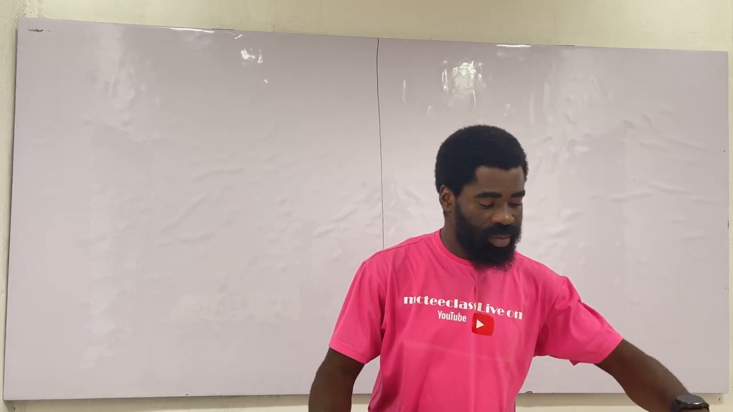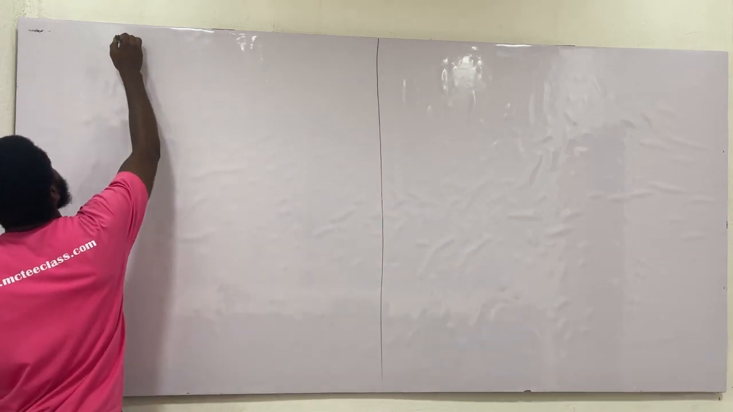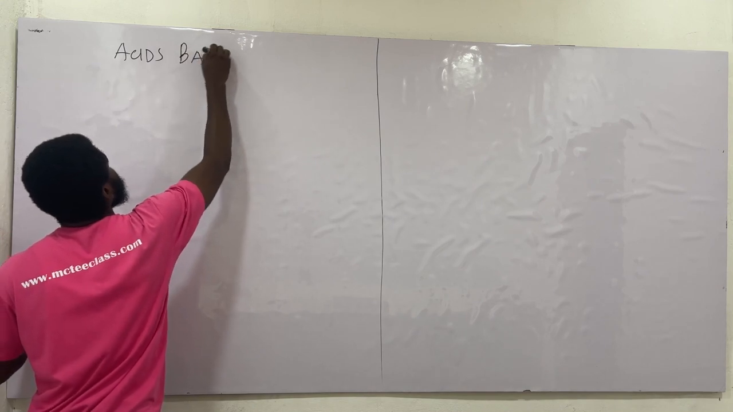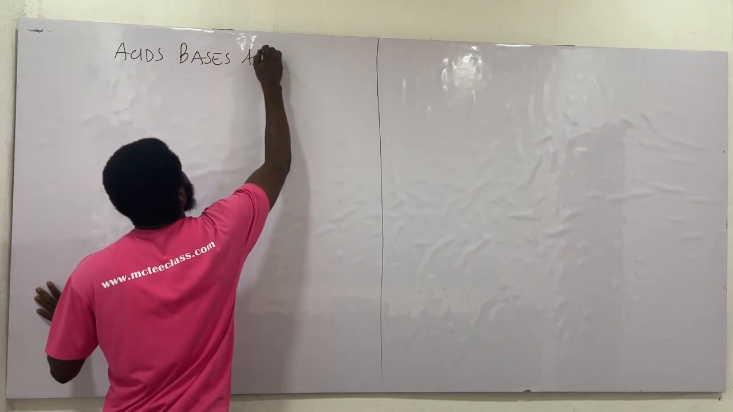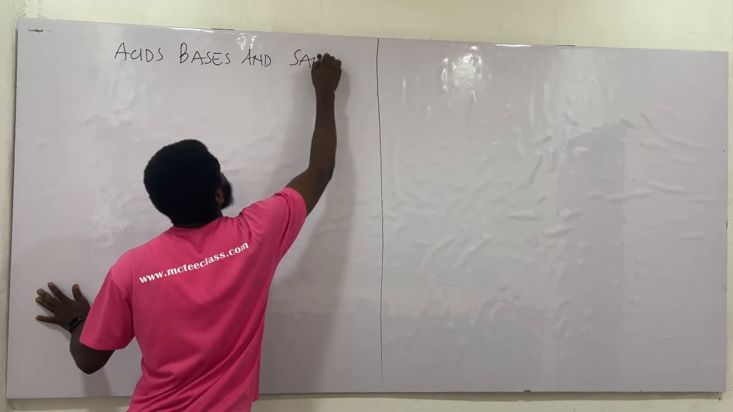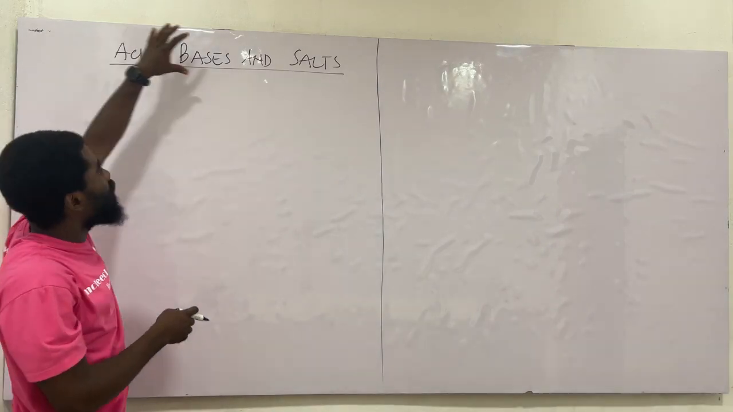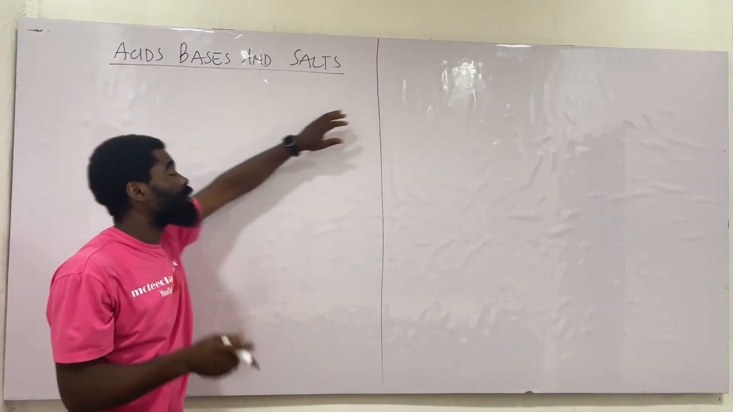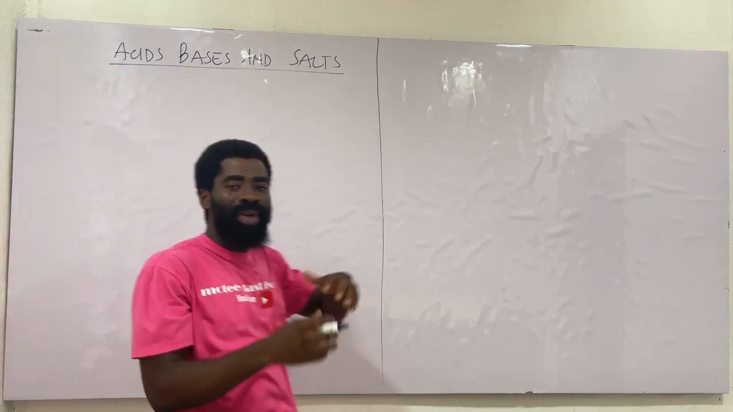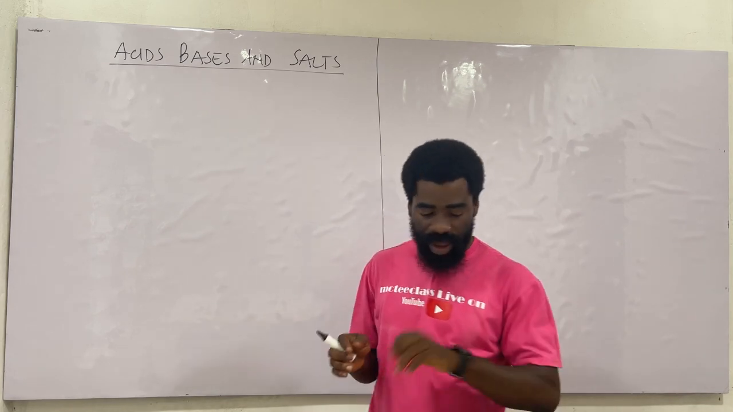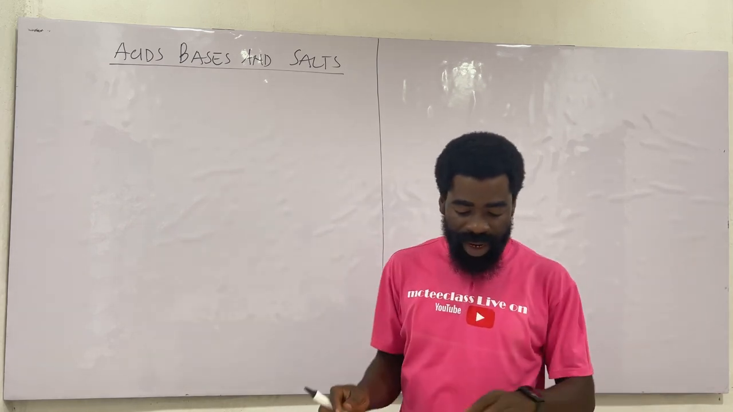Good. Now today we are looking at a very nice topic and it's very interesting. We are looking at acids, bases, and salts. Now we are going to look at what acids are, what bases are, and what salts are. Very important. Under acids, we are going to look at the types of acids we have, the strong and the weak acid. A lot of things we are going to do under that. So, take note. Good. So, let's just get right into it.